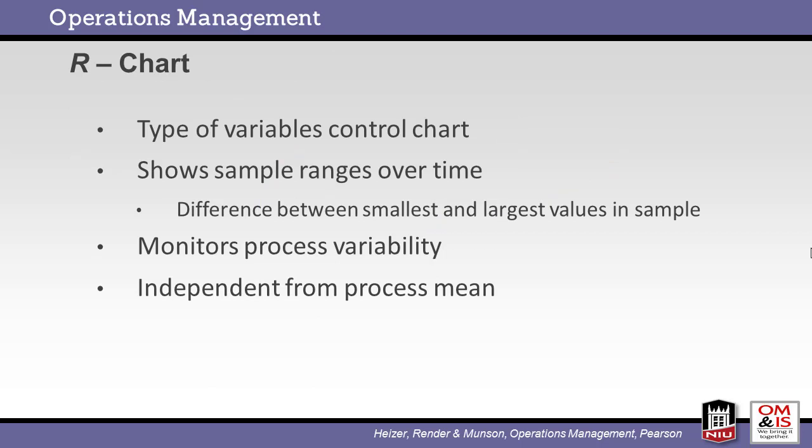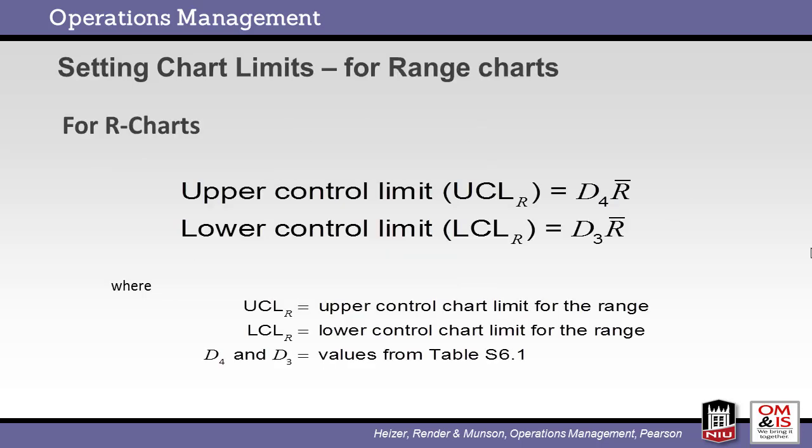This is another variable control chart. This chart does not show the mean, but shows the variation of sample means over time. This chart is independent of the process mean. Setting the upper and lower control limits for R charts uses simple equations. The upper control limit is the D4 value from the table multiplied by the average range R bar. The lower control limit calculation is the same except using the D3 value from the table.